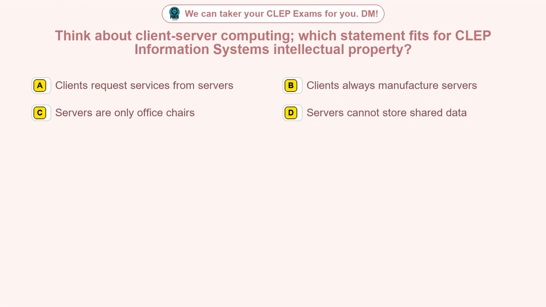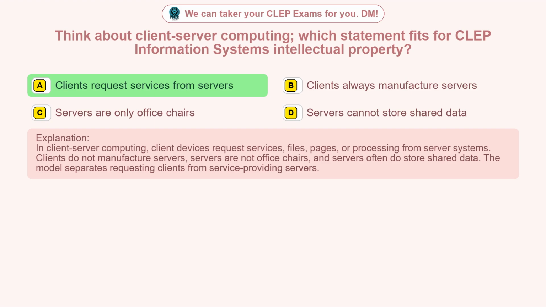Question 58. Think about client-server computing. Which statement fits for CLEP Information Systems intellectual property? Option A. Clients request services from servers. Option B. Clients always manufacture servers. Option C. Servers are only office chairs. Option D. Servers cannot store shared data. The correct answer is option A. Clients request services from servers. In client-server computing, client devices request services, files, pages, or processing from server systems. Clients do not manufacture servers, servers are not office chairs, and servers often do store shared data. The model separates requesting clients from service-providing servers. Question 59.